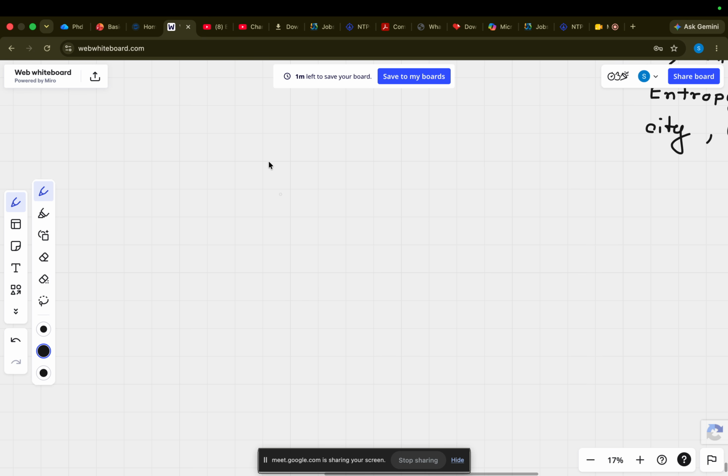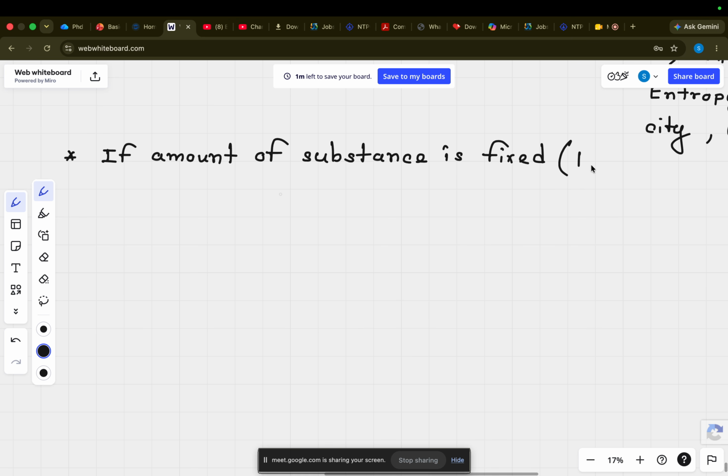One point, write down here, that if the amount of substance is fixed, for example, suppose I am asking 1 mole or 1 gram, so the amount of substance is fixed, then they will always be intensive. So for example, write down molar volume.